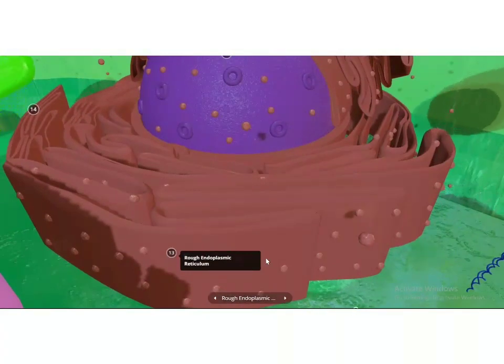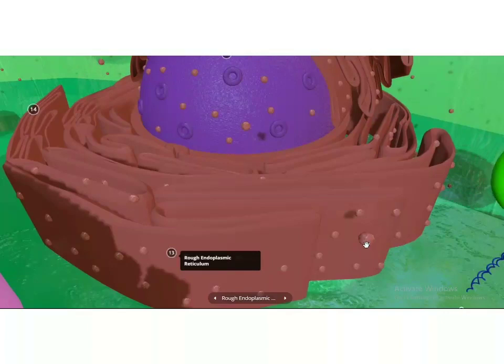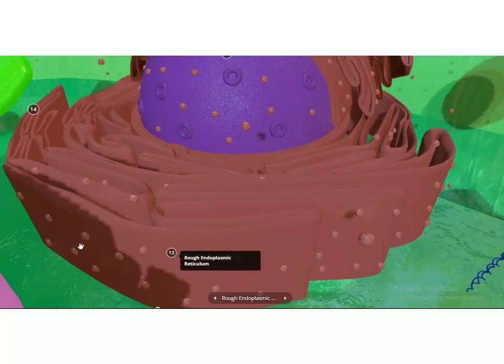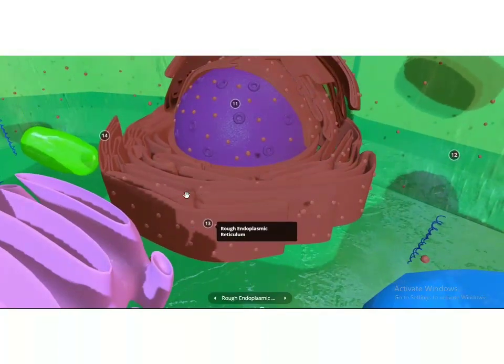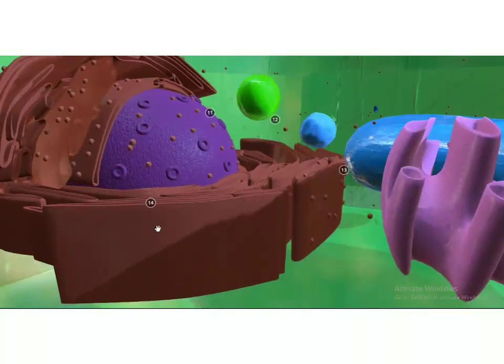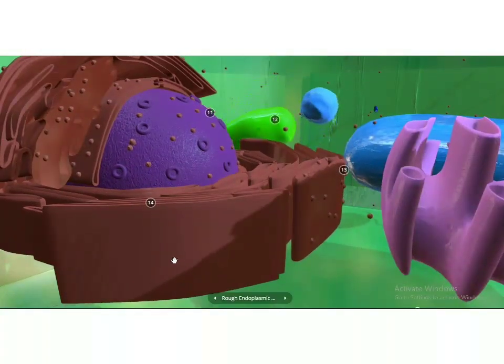This one is rough endoplasmic reticulum because it has ribosomes on its surface. Here, these are the ribosome molecules. These ribosome molecules are embedded on the surface of the endoplasmic reticulum and make the surface rough. That's why we call it the rough endoplasmic reticulum. And this is the smooth endoplasmic reticulum because there are no ribosomes on its surface.